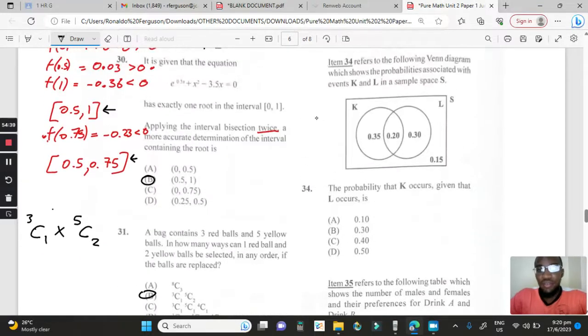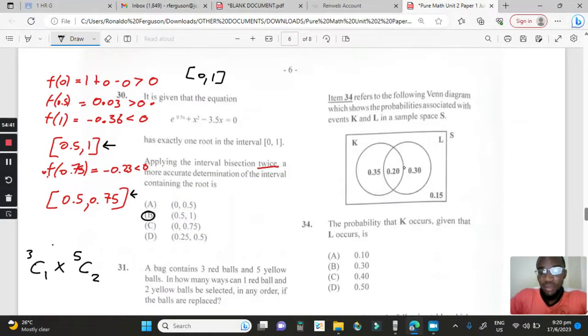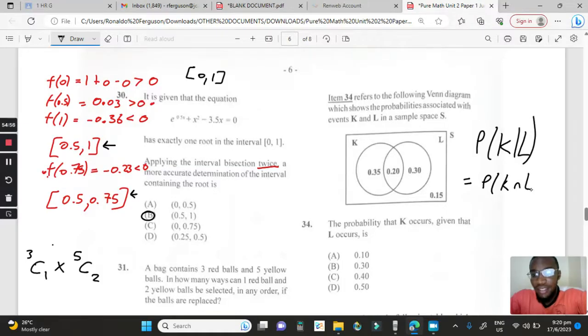Alright, number 34. I remember this question, it repeats so much, but I don't remember the answer to it, so we'll work it out again. The probability that K occurs given that L occurs. We know it's the probability of K intersect L over the probability of L. Now the probability of K intersect L is 0.2 and the probability of L is 0.5. So we'll do the division, that's 0.4. That's C.